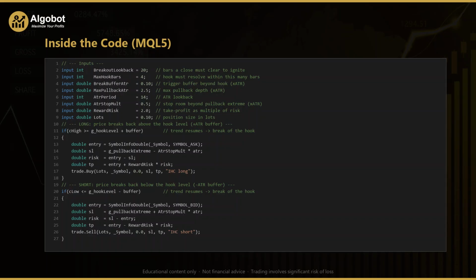ATR period sets the ATR lookback. ATR stop multiple gives half an ATR of stop breathing room. And RewardRisk sets the take profit at twice the risk.